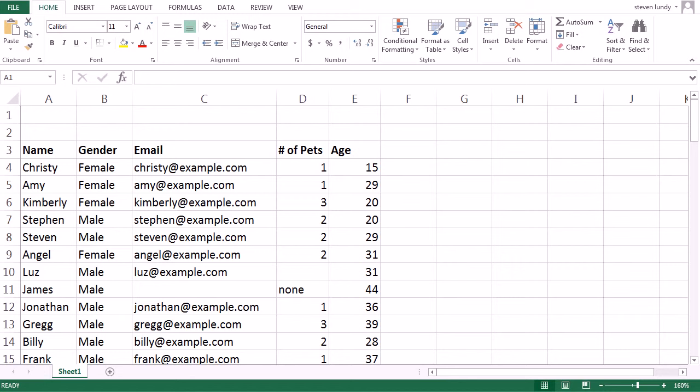To demonstrate these functions, I'll be using a set of data collected in a survey asking people about their pets. The first thing we might want to look at in this set of data is the number of people who responded. To do this, we might try to use the count function on the name column and see how many names there are.